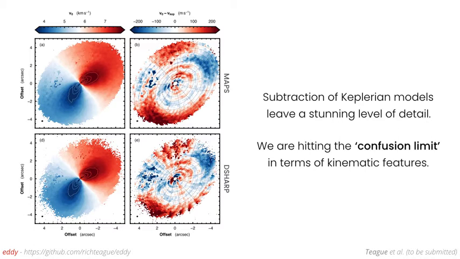This is suggesting that we're hitting a confusion limit in terms of what we're able to extract from the data, that this is the true velocity surface that we're seeing, and we're no longer dominated by noise or imaging issues.